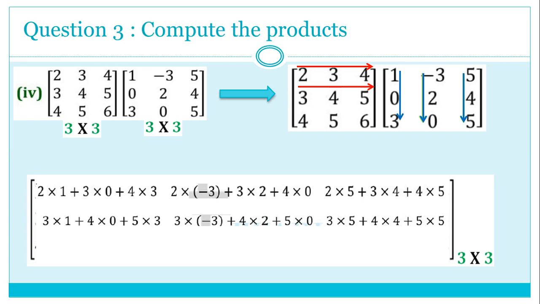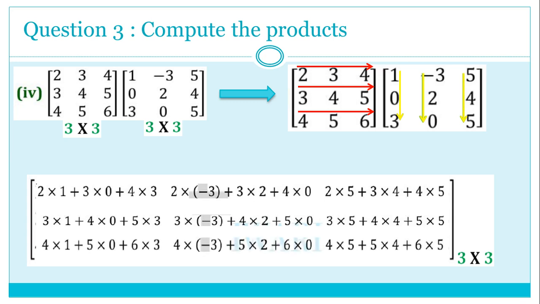Similarly, we will multiply the elements of the third row with the first column of the second matrix. Then we will multiply the third row with the second column, and then the third row with the third column of the matrix, and after the multiplication these will be the last 3 elements in the last row. Again the procedure is the same.